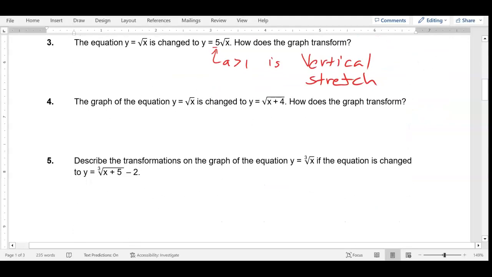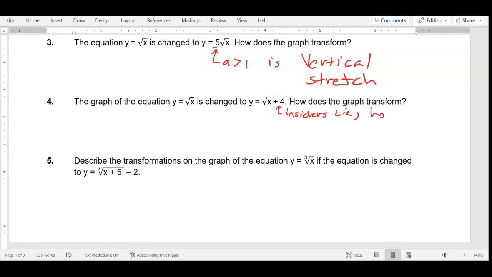The graph of square root of x is changed to square root of x plus 4. So remember, insiders lie, and it's horizontal. So that means it went left 4. That's it. Inside is horizontal, and it lies. Plus usually means right, but it's left.